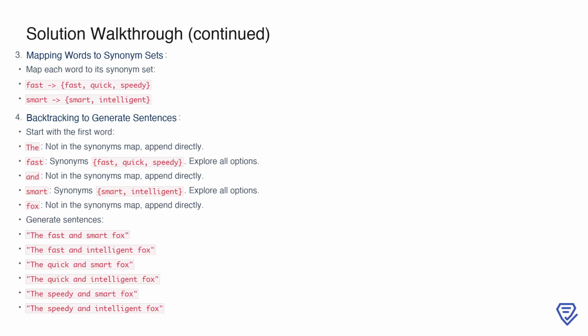For smart, we find its synonyms in the set smart and intelligent and explore all possible substitutions. Finally, the word fox is not in the synonym map, so it is appended directly. By combining these options, we generate all possible valid sentences. The results include the fast and smart fox, the fast and intelligent fox, the quick and smart fox, the quick and intelligent fox, the speedy and smart fox, and the speedy and intelligent fox. This covers all combinations while preserving the structure of the original sentence.